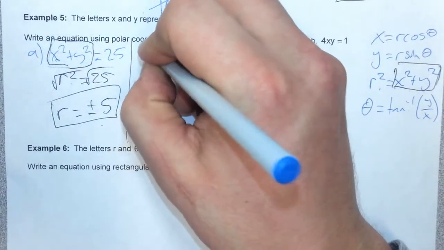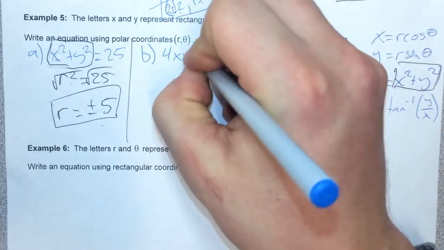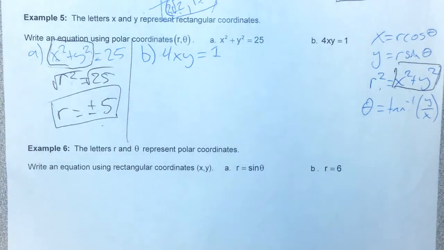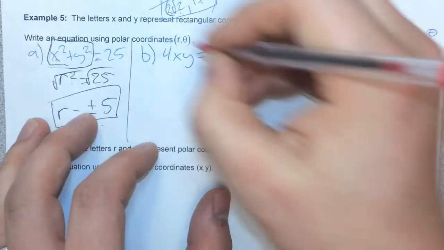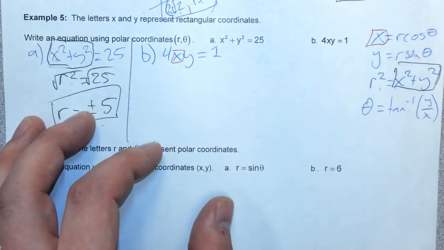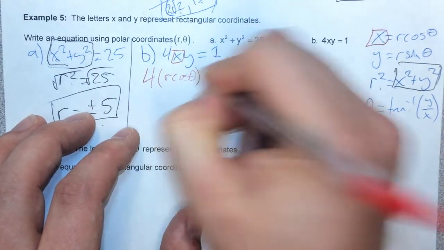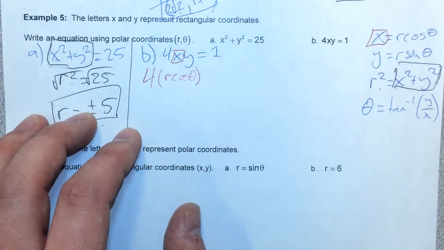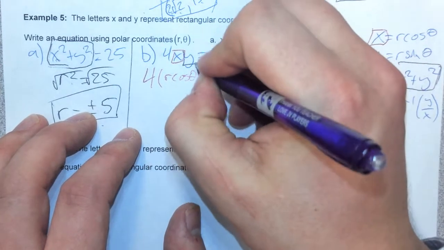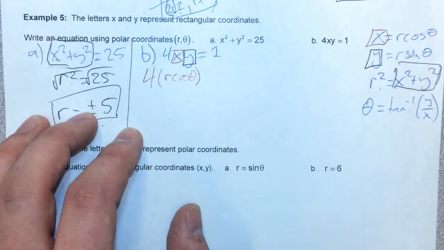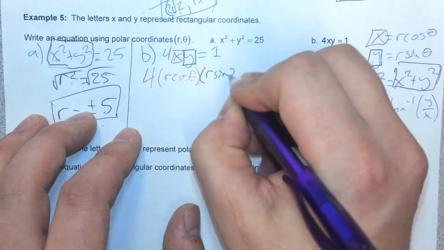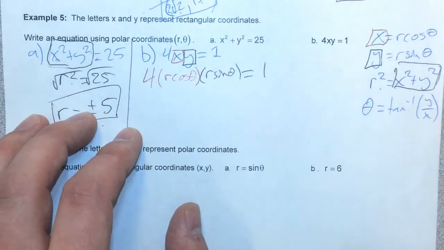All right, let's do B. B is 4xy equals 1. There are no fancy x squareds or y squareds, so that's probably not going to work. But I do have individuals here. I've got an x by itself, so I can replace that with r cosine theta. I've also got a y by itself, so I can substitute out y as well with r sine theta. That's going to be equal to 1.